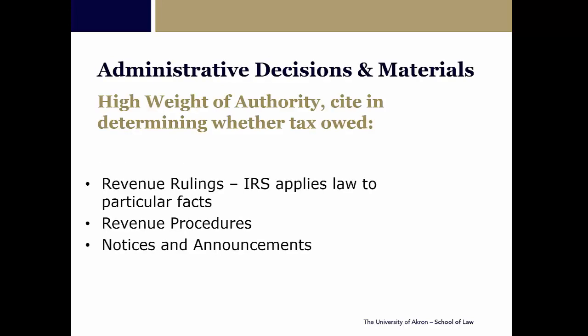Administrative decisions and materials that have high authority and that you can cite in determining whether a tax is owed. In a later lecture, we're going to go over in more detail what these different types of administrative rulings and administrative issuances are. So we have revenue rulings. They have a high weight of authority. It's the IRS applying the law to a particular set of facts. This is not initiated by a taxpayer. This is just the IRS of their own accord issuing these revenue rulings.